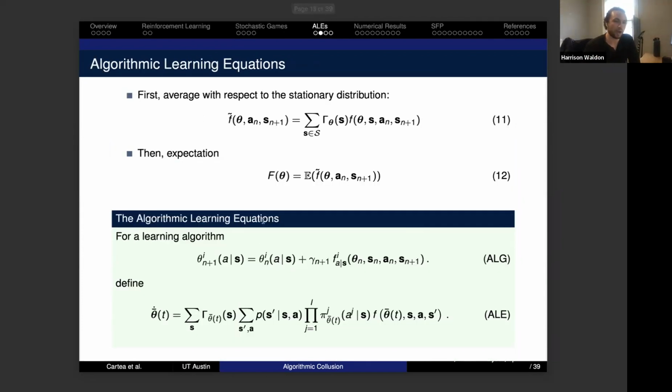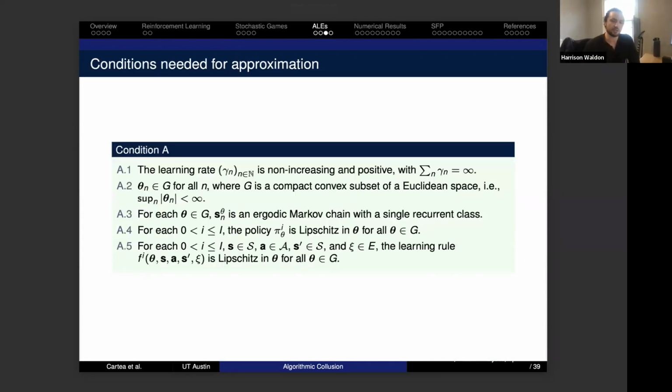So under the following conditions, the evolution of the ODE will approximate the evolution of the algorithms. Just to speak briefly about these conditions, condition A1 ensures that the learning rate is non-degenerate. So we can't have the learning rate decrease to 0 so fast that the algorithm stops learning just because the learning rate goes to 0 too quickly.